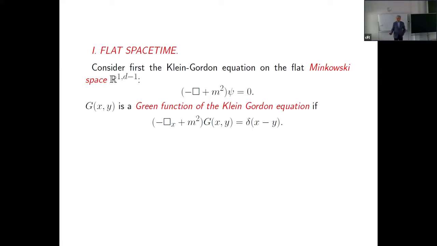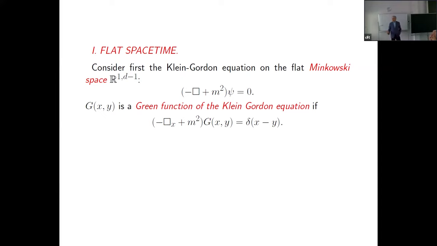Consider the Klein-Gordon equation on the flat Minkowski space. My main topic will be a curved spacetime, but let's start from the flat Minkowski space. So this is the usual relativistic equation for a spinless particle. m squared is the square of the mass. It can be zero, it can be negative, actually.